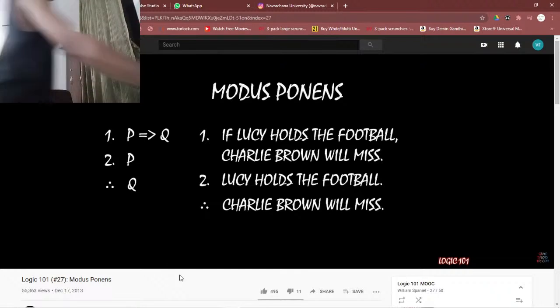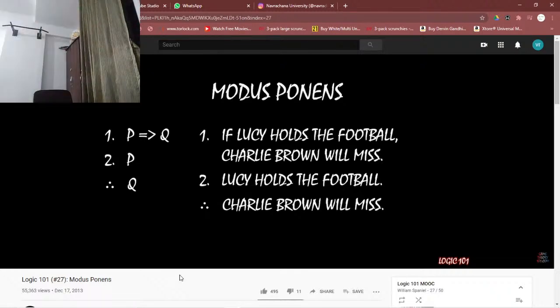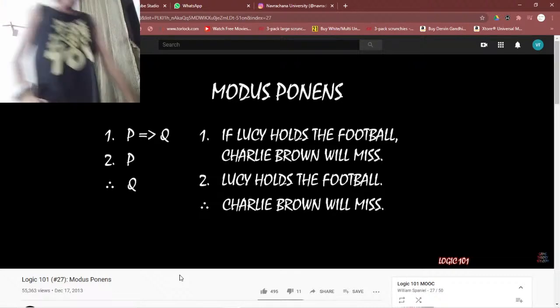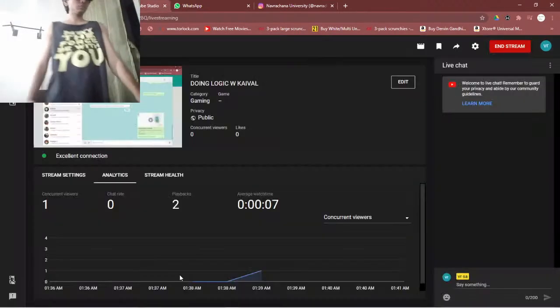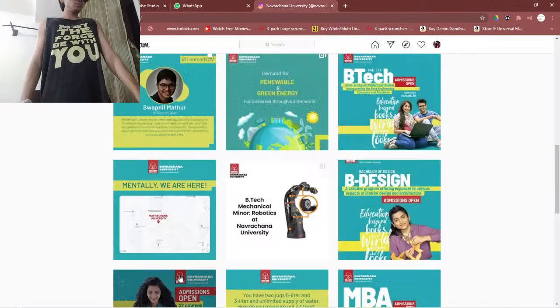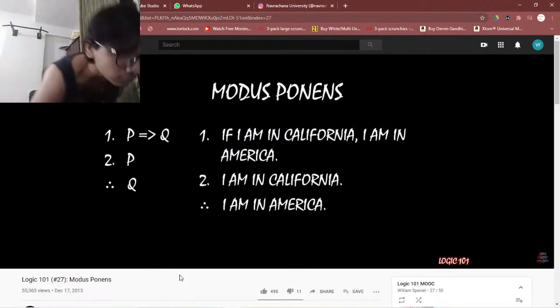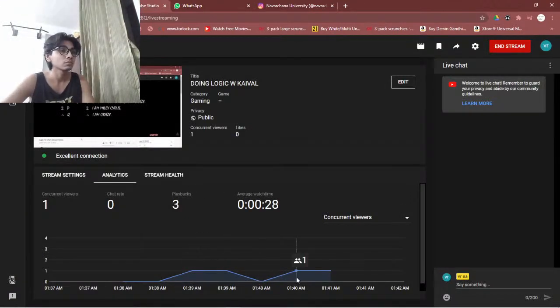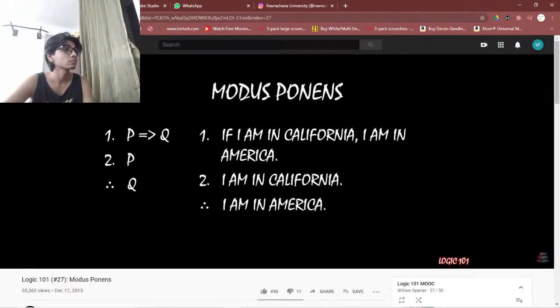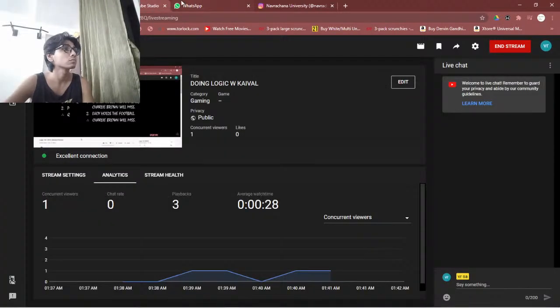Second example, if Lucy holds the football, Charlie Brown will miss. Lucy holds the football. So those are premises, and based off of those premises, we can conclude that Charlie Brown will miss. Because Lucy's holding the football, and whenever Lucy holds the football, Charlie Brown misses, we get that. And then lastly, as our third example, this might be the most easy one, or the easiest one to follow, just because this works in a geometric way, which I'll be showing in a second. If I am in California, I am in America. I am in California. Well, I'm actually not in California right now. I'm in New York.